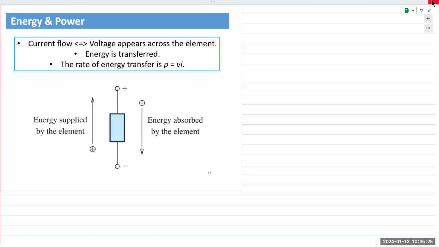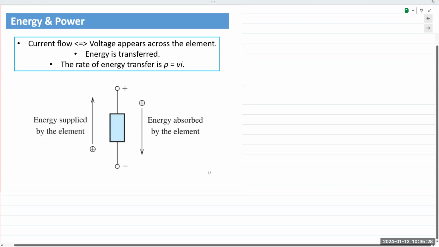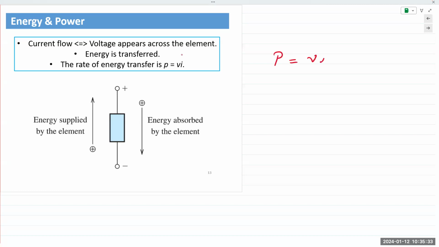We apply the equation for power in electrical engineering as P equals VI. As simple as that, the product of the voltage and the current. P equals VI. And this, in conjunction with Ohm's law, gives us 2 more equations. If you combine this with Ohm's law, which is V equals IR, you can use this to find the power for the resistor.